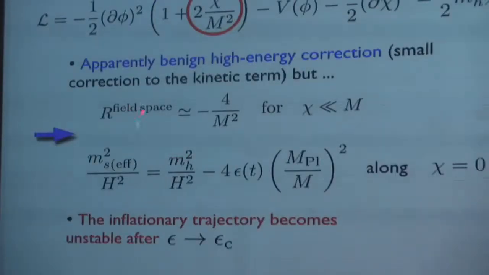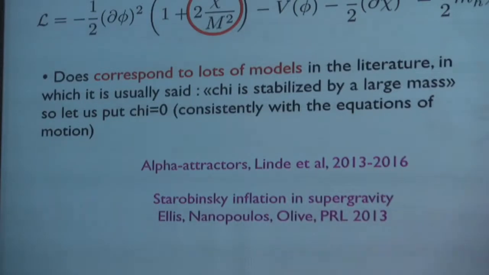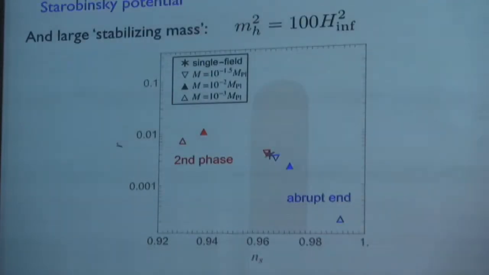Basically, I'm using exactly the same setup as before. I'm adding this. I hope to stabilize another scalar field by giving it a large mass, which I took to be 100 H_grad, so very large. And I'm playing with a scale M, quite reasonable values like 10^-1, 10^-2, or 10^-3 times the Planck mass. So these are energy scales which are much above H.